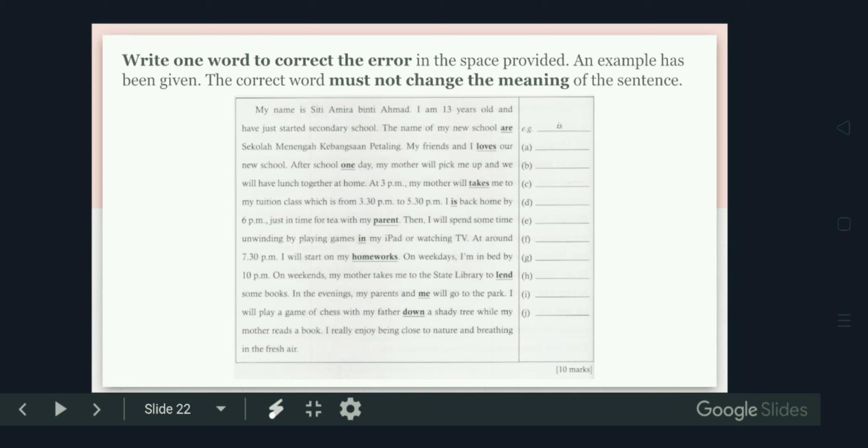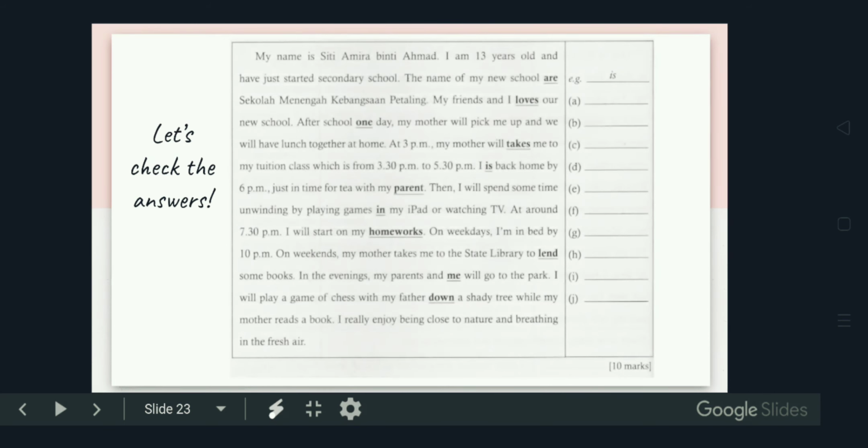So there are 10 errors here that you need to correct. Okay, you may want to pause the video if you were not able to read the text carefully. Okay, now let's check the answer. Okay, the first one is given to you already, which is "is". "My friends and I loves", is it loves? No, it's not. Okay, the correct word is "love".